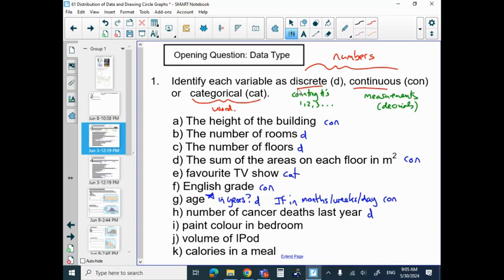Paint color in your bedroom is just a word, so that would be categorical. Volume on an iPod. This is another one where we could describe more than one, justify it in more than one way.